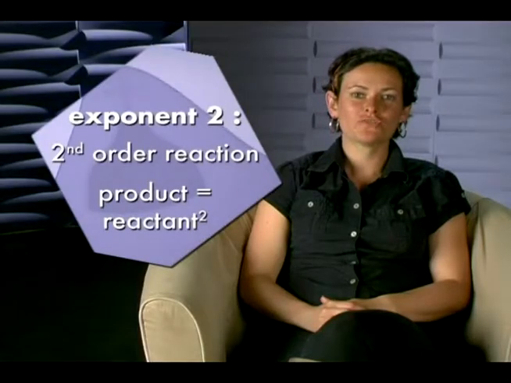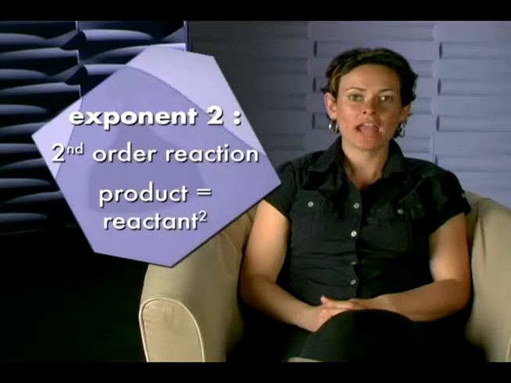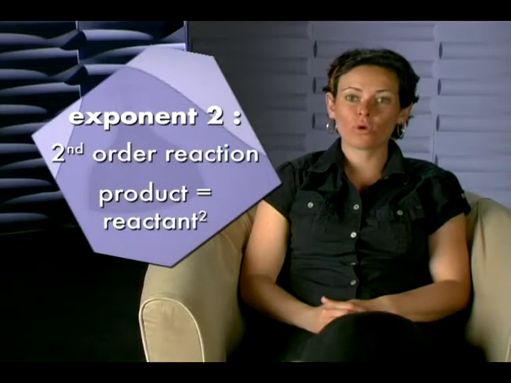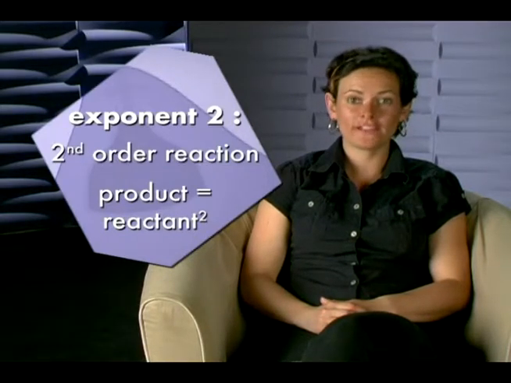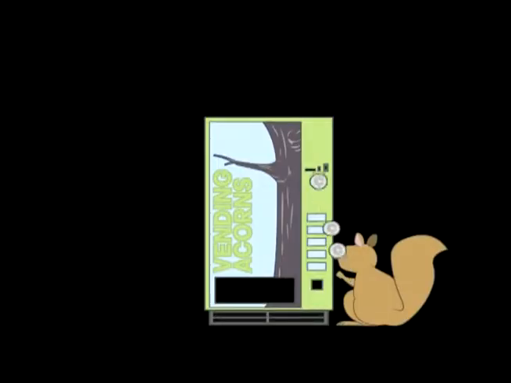An exponent of 2 is called a second-order reaction, and it means the rate of reaction is proportional to the square of the concentration of the reactant. That means the reactant is even more important to the rate of reaction. Say you double the amount of reactant. The reaction would move 4 times as fast. Add 4 times as much reactant, the reaction would move 16 times as fast. When it comes to second-order reactions, a little more goes a long way.